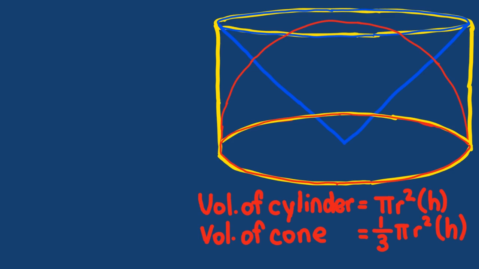Now I'm going to take an inverted right circular cone and place it in the cylinder, and the volume of a cone is 1/3 pi r squared times height. So the base will be at the top of the cylinder and the point of the cone will be at the bottom.